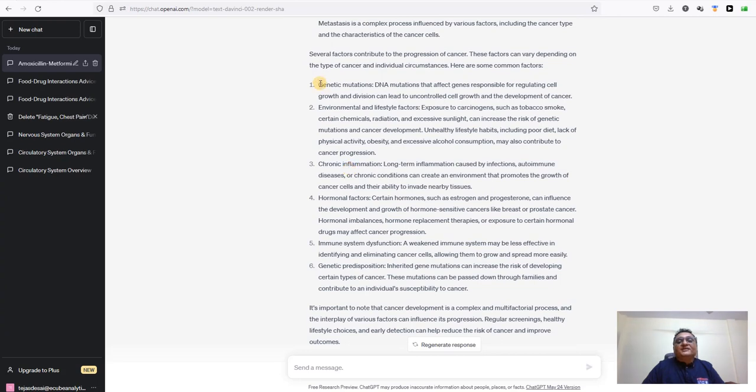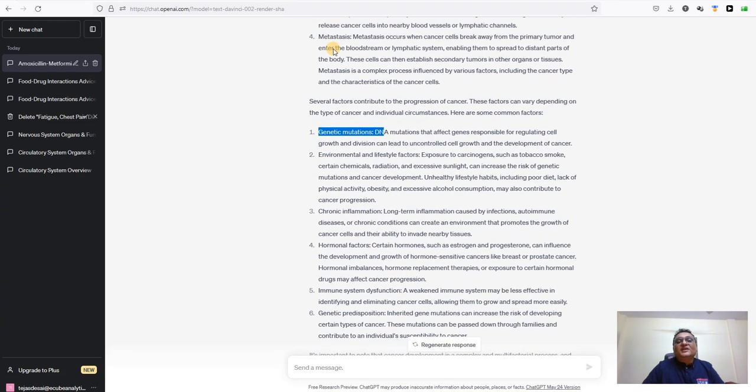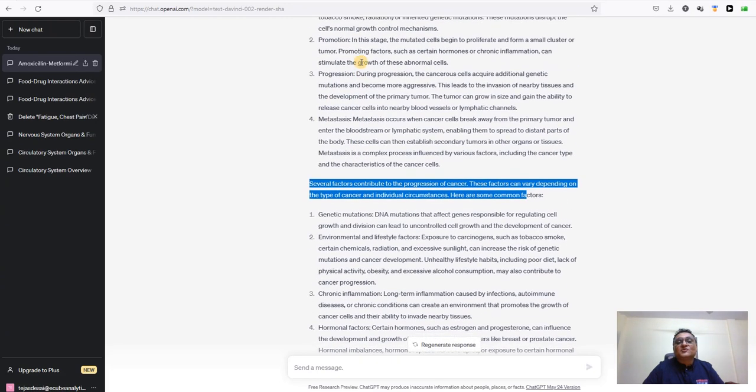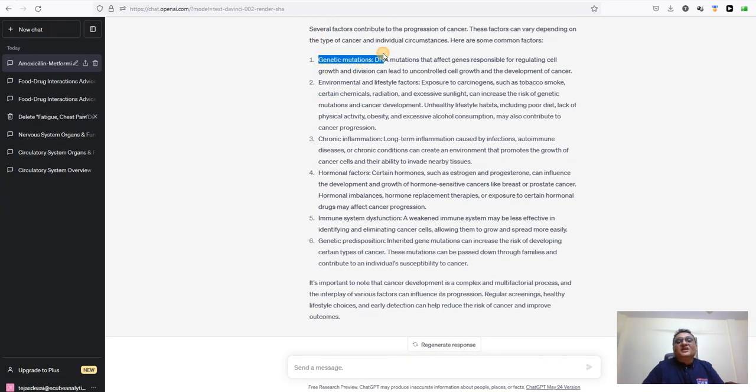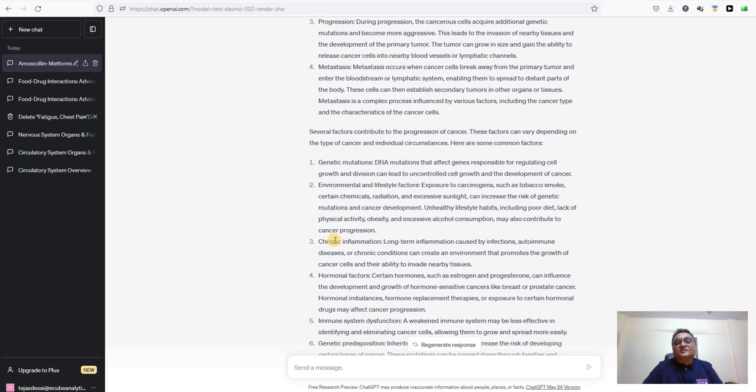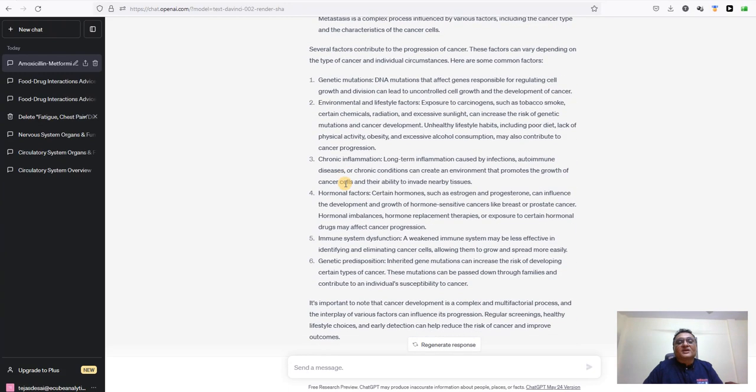It is also listing not only the stages, but which factors affect these four stages of progression: genetic mutations, environment and lifestyle, chronic inflammation, hormonal factors and the immune system. All those things affect the various stages of progression. Okay, so a reasonably good answer, of course, not good enough for an MD pathology or medicine examination.